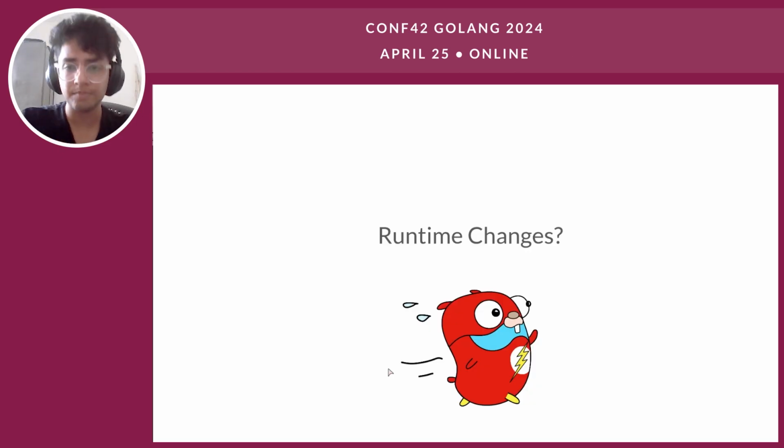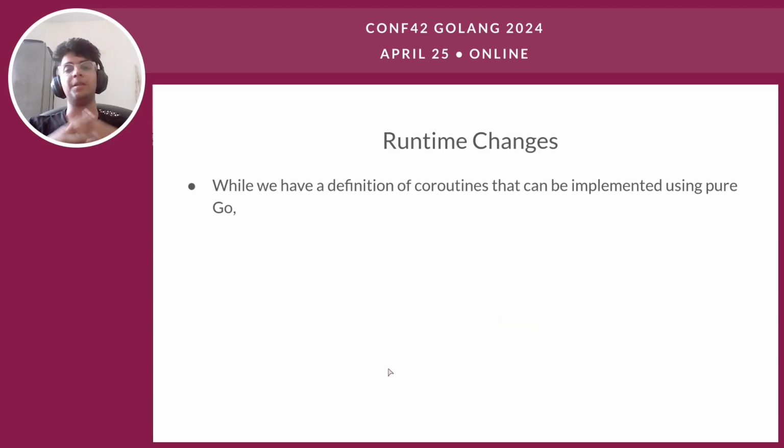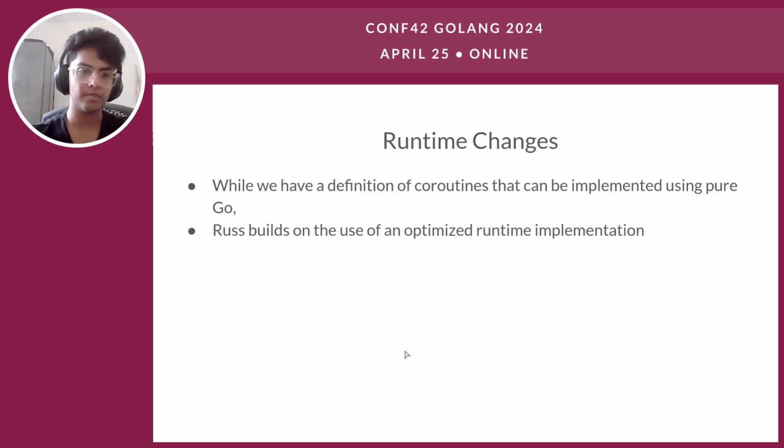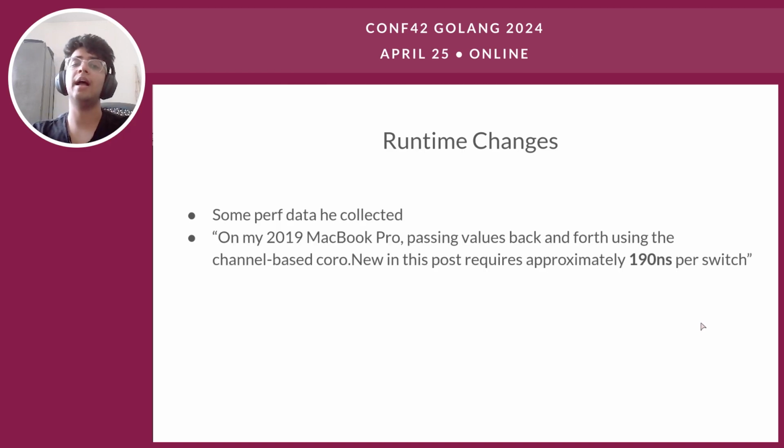So finally, what are the runtime changes that can be made, right? That's the interesting bit. So far, we have defined coroutines using pure Go. Rust builds on this use of an optimized runtime implementation, and what he did was initially collect some performance data, and he saw that this Coro implementation that we've been describing took approximately 190 nanoseconds per switch, which lies in the realm of what a regular Go routine switch takes, at a few hundred nanoseconds.